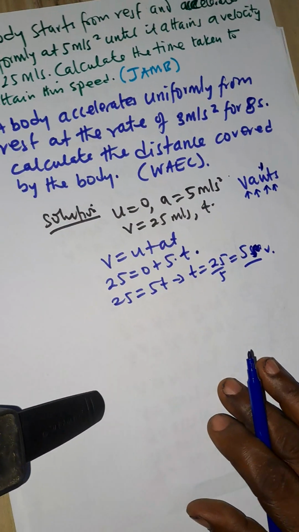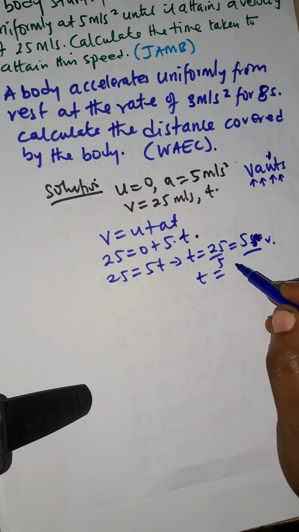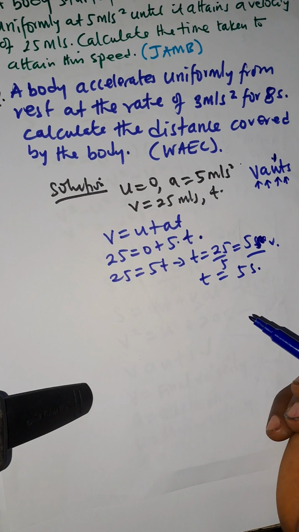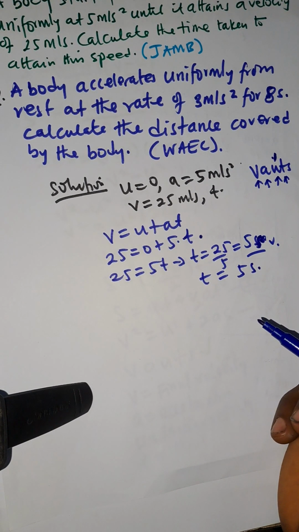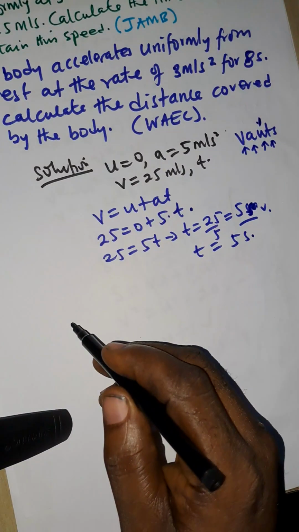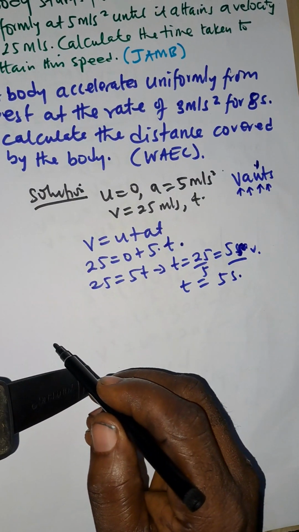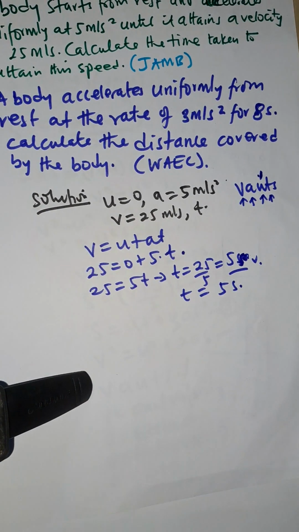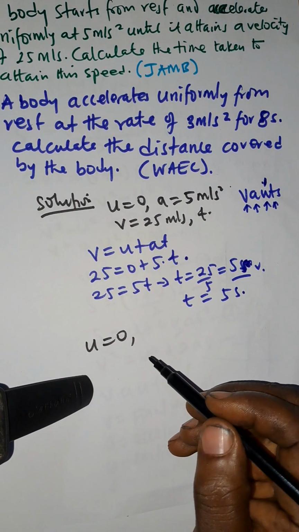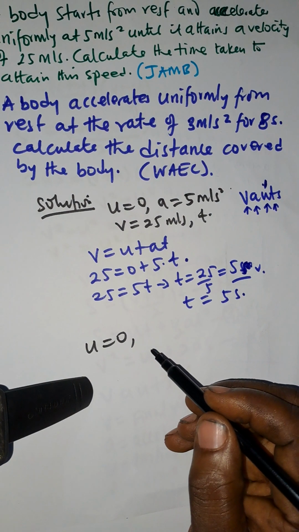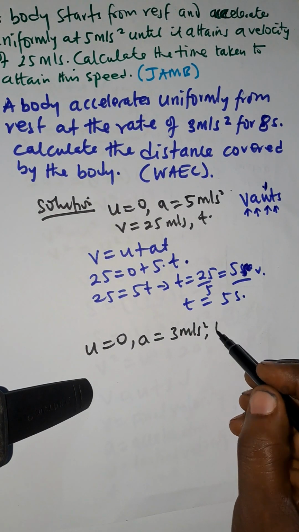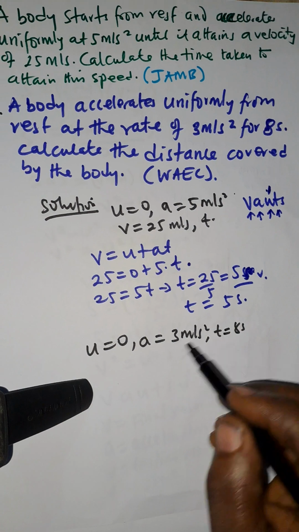So here, T equals 5 seconds. Now, question number 2. I hope you can see it. It says that a body accelerates uniformly from rest, so U equals 0, at the rate of 3 meters per second squared. So acceleration is 3 meters per second squared, for 8 seconds. T equals 8 seconds. Calculate the distance S.